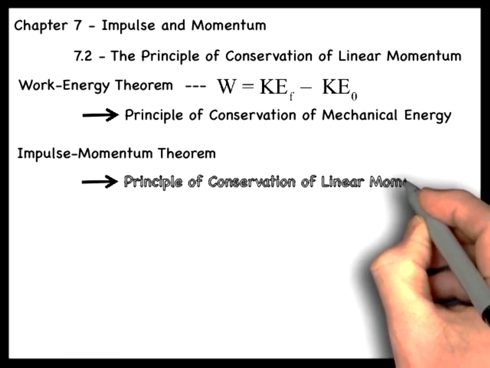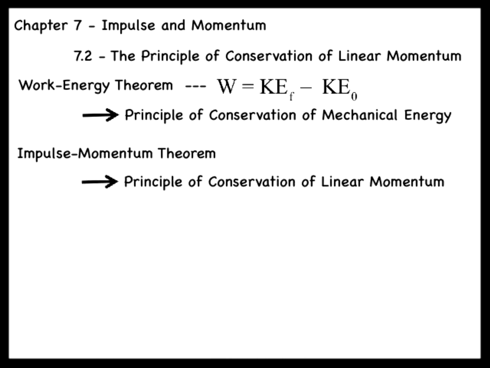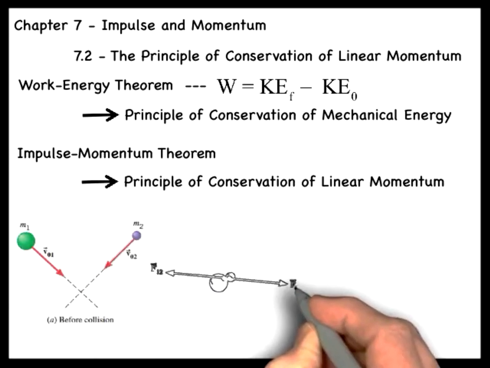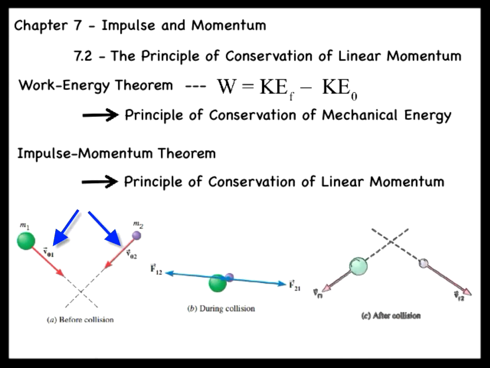linear momentum. Let's look at the simple case of two objects of mass m1 and m2 colliding with each other. Before the objects collide, they have initial velocities v initial 1 and v initial 2, and after they collide, they have final velocities v final 1 and v final 2. Because of the forces acting on each object during the collision, the initial and final velocities are not the same.